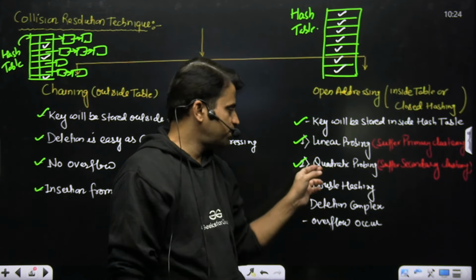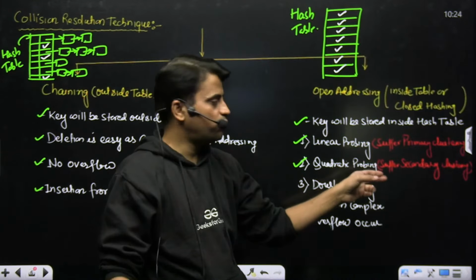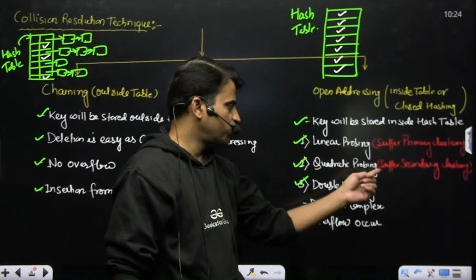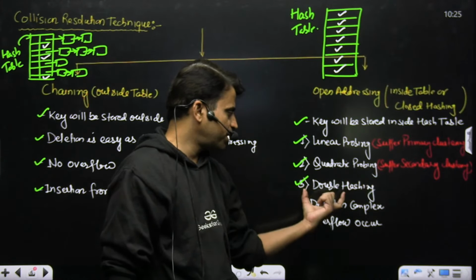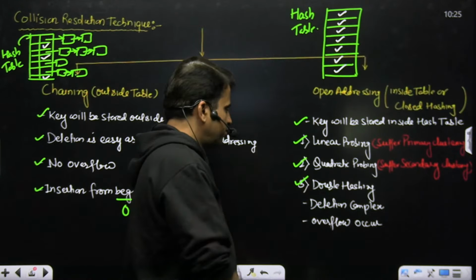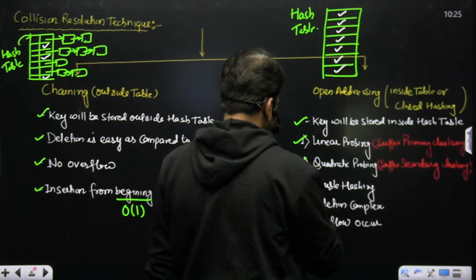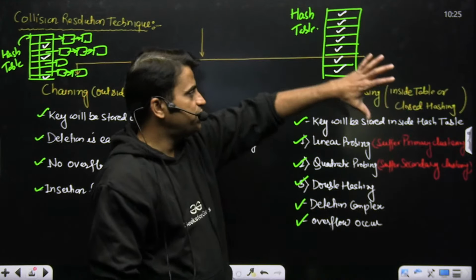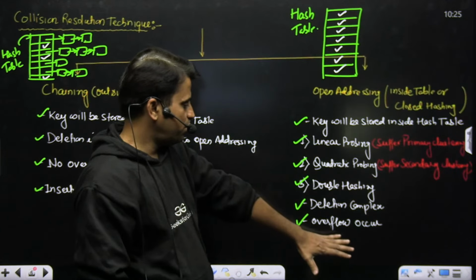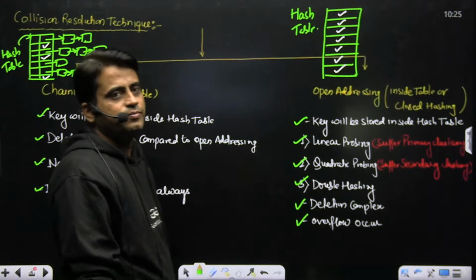So another concept is quadratic probing, right? Quadratic probing removes primary clustering, but it suffers what? Secondary clustering. Now another concept for removing secondary clustering as well as primary clustering is double hashing, right? And we'll discuss 1, 2, 3, and what is the problem here? Deletion is complex and overflow occurs, because you can store at most how much data? Size of hash table. So overflow occurs and deletion is complex as compared to chaining. Okay.